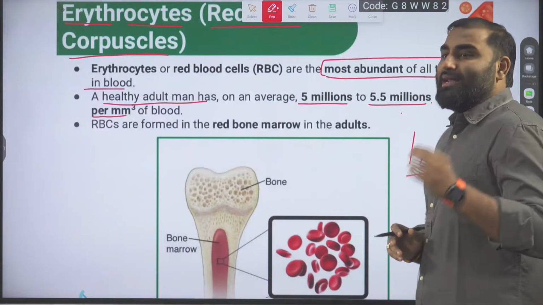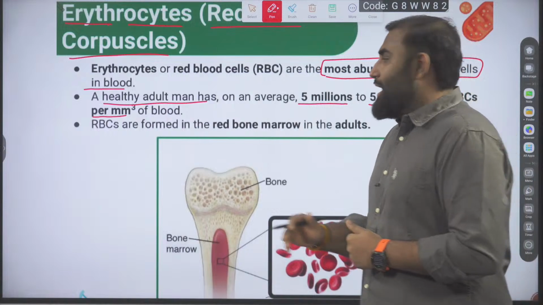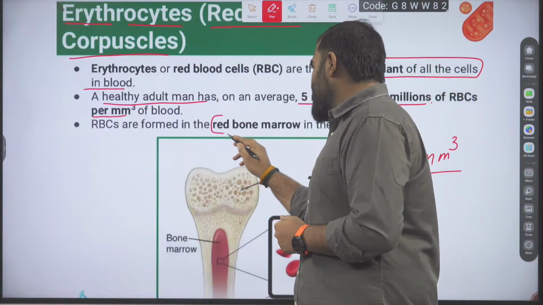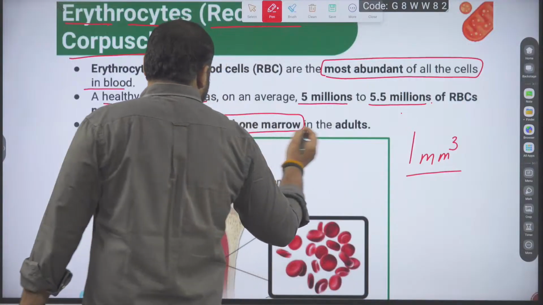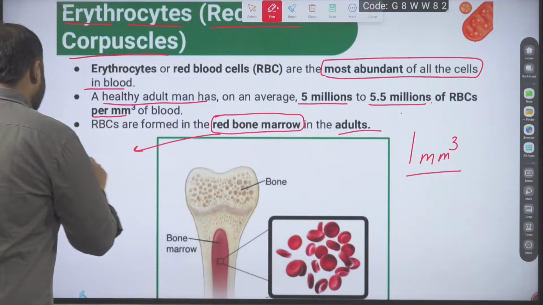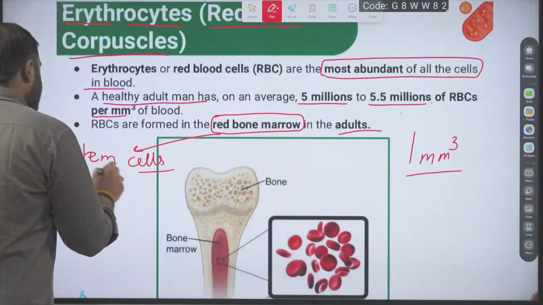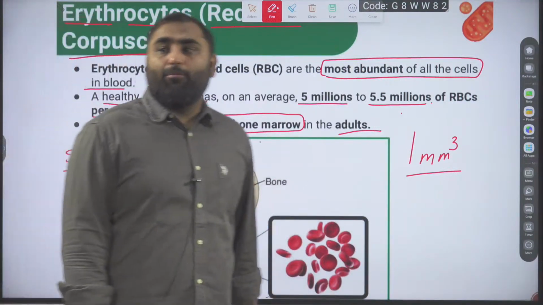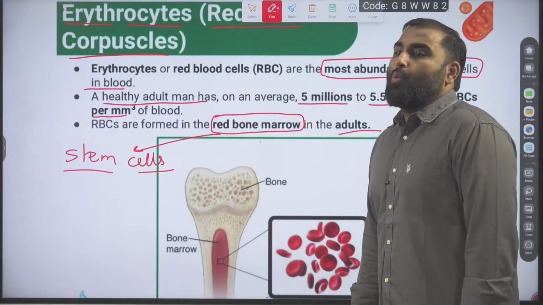Okay, now where is the RBC formed? Where is the RBC formed? RBC is formed in the red bone marrow. Red bone marrow in the adults, which has the stem cells to produce the RBC. So very important point, RBCs are formed in the red bone marrow.